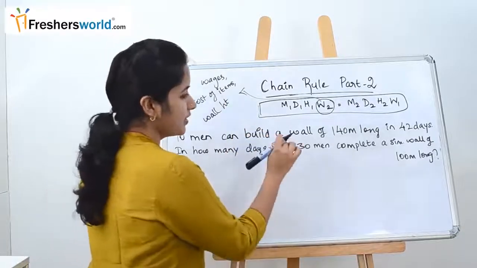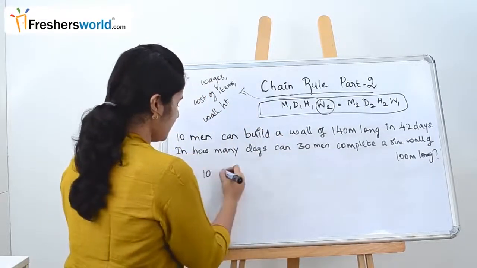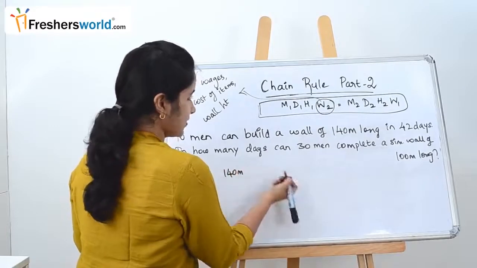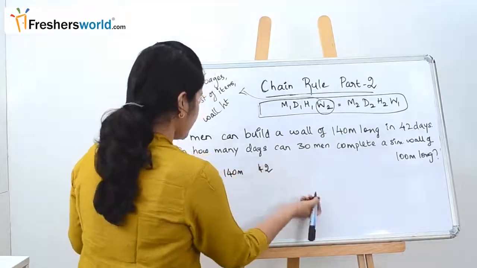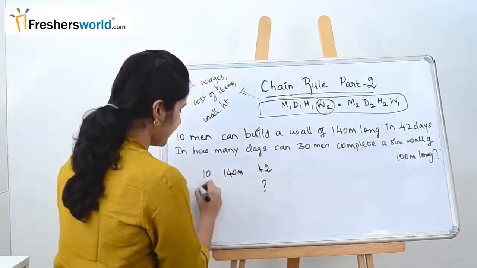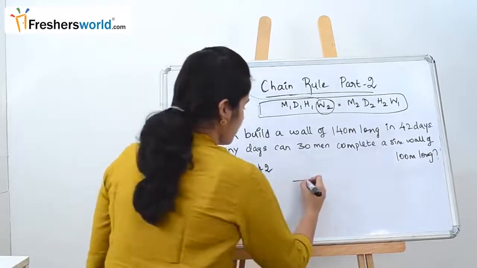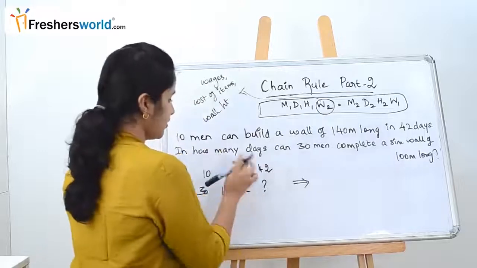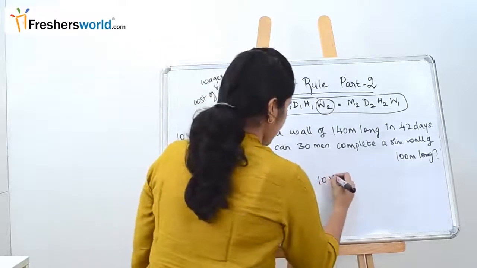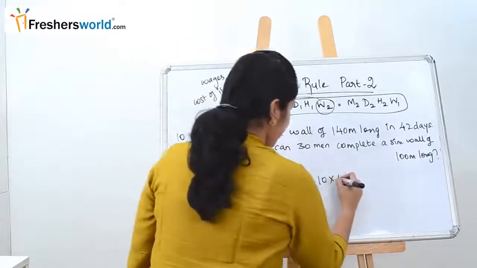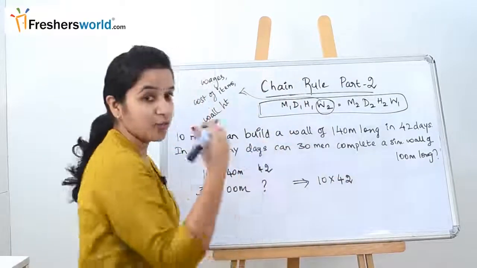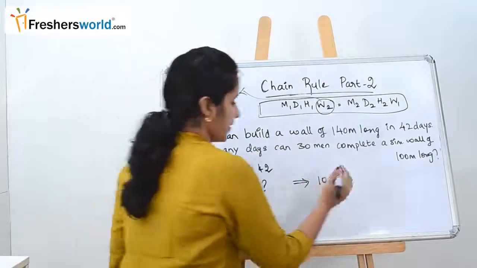10 men can build a wall of 140 meters long. 10 men 140 meters long in 42 days. What are they asking? In how many days can 30 men build a similar 100 m? So how are we going to solve it? We are going to use 10 men in the same place. 42 days will be same here, but the height of the wall is going to interchange here. So take 100 here.